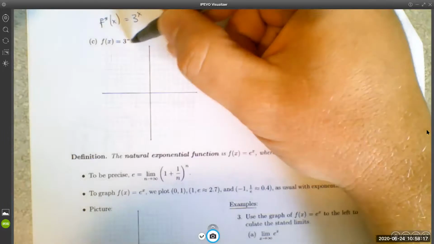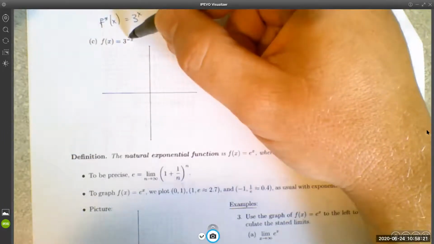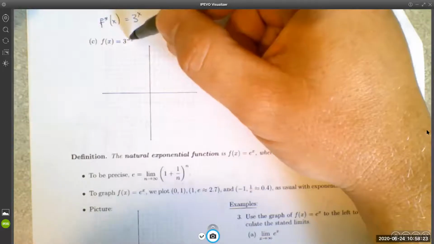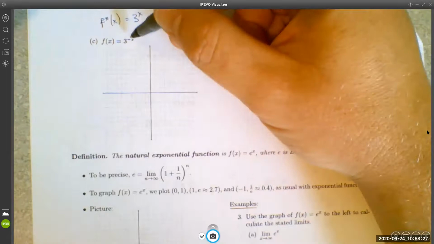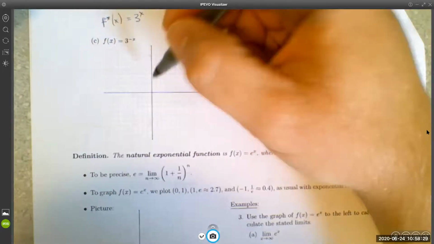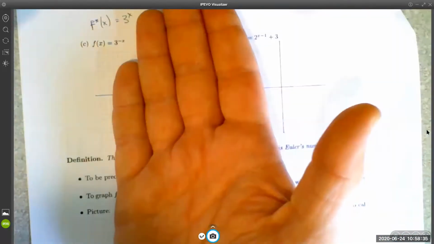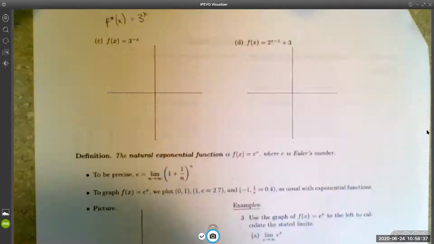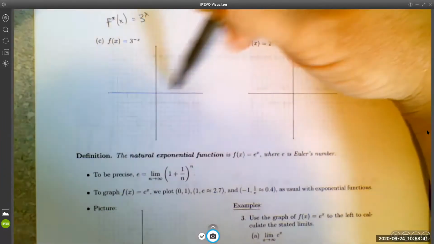But 3 to the negative x, now what does that do? Well, if you think back, we're applying this negative sign to the x, not to the function value. So we're applying it to the input, if you like. What that's going to do is have the effect of flipping the graph over the y-axis, right? So it's going to reflect the graph this way. So instead of going up like this, it's going to go down like that.